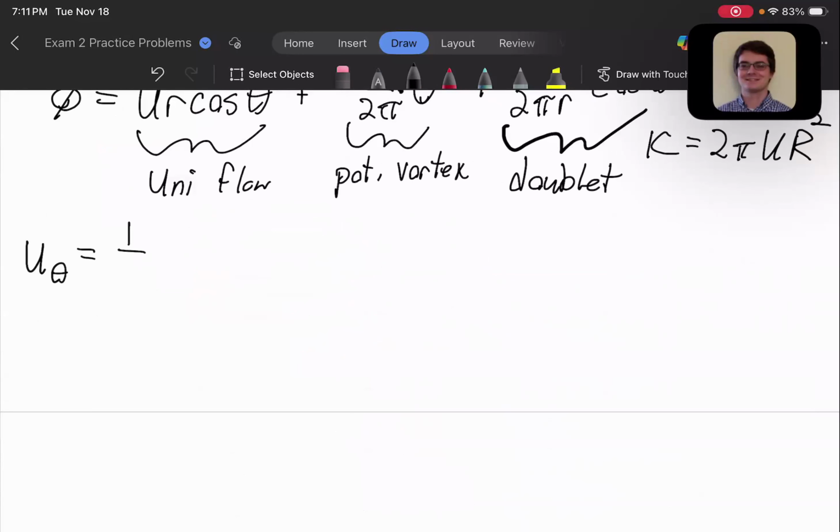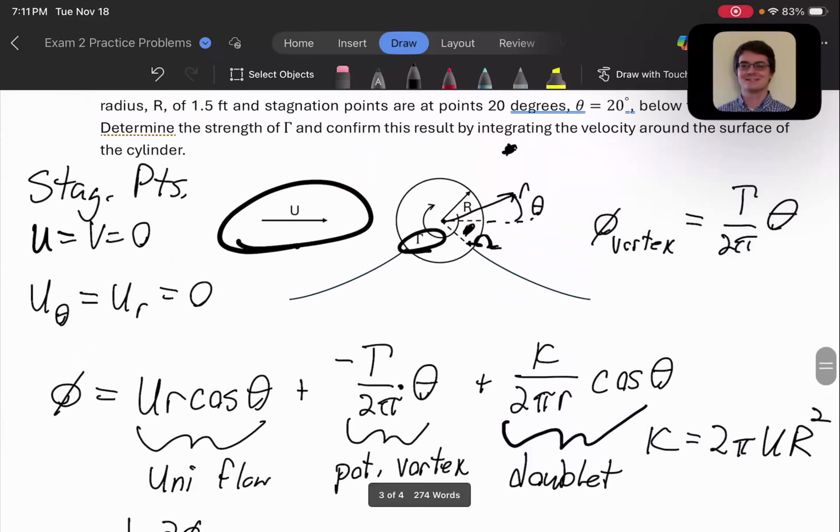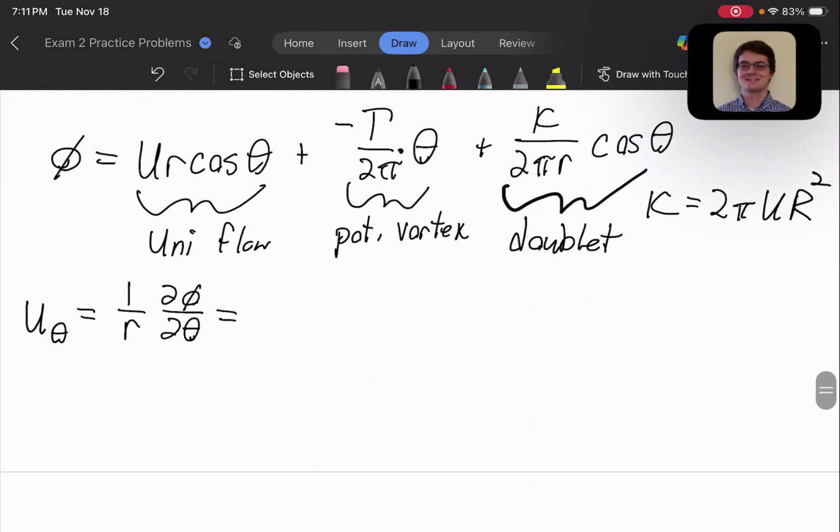is 1 over R partial phi partial theta. Again, this is why I changed that other variable to something different. Equals, we start taking these derivatives. For the uniform flow, it's just going to turn into negative U sine theta, right?